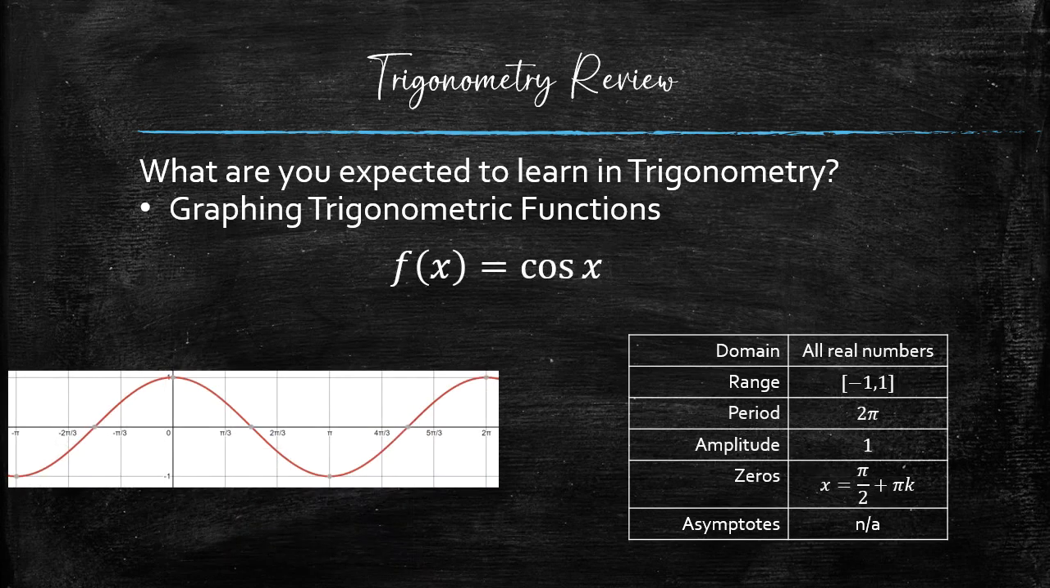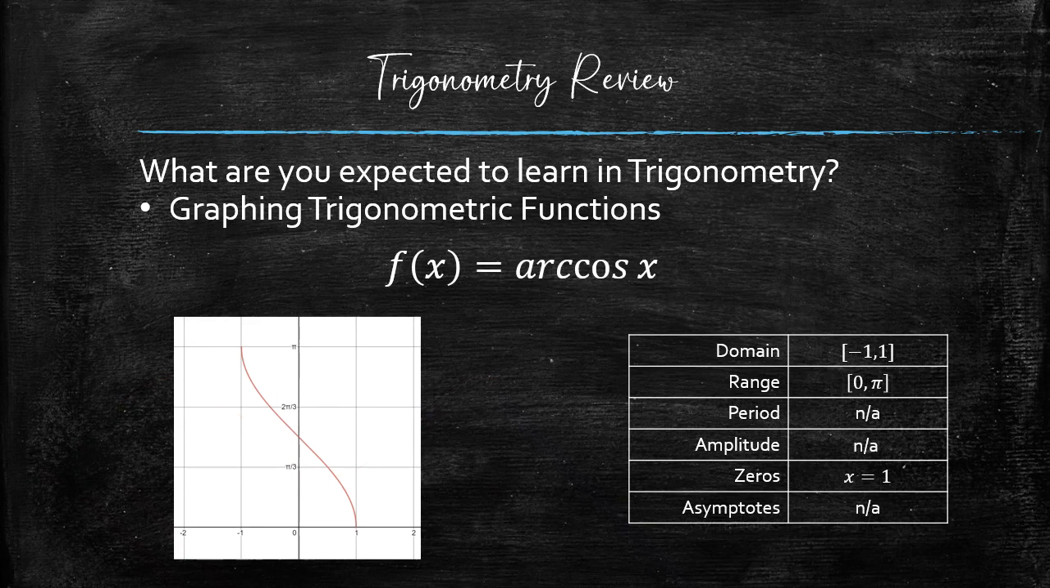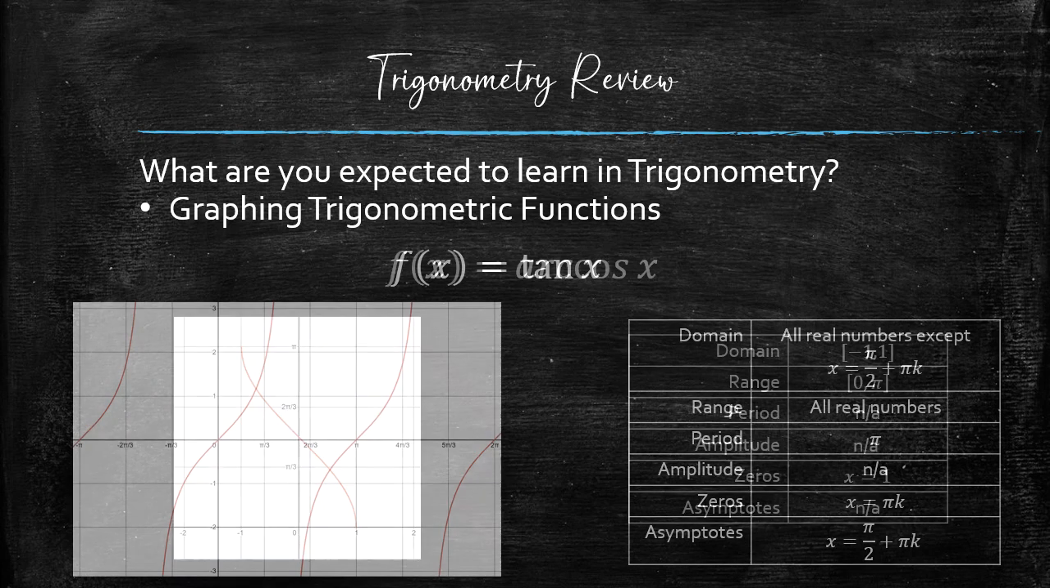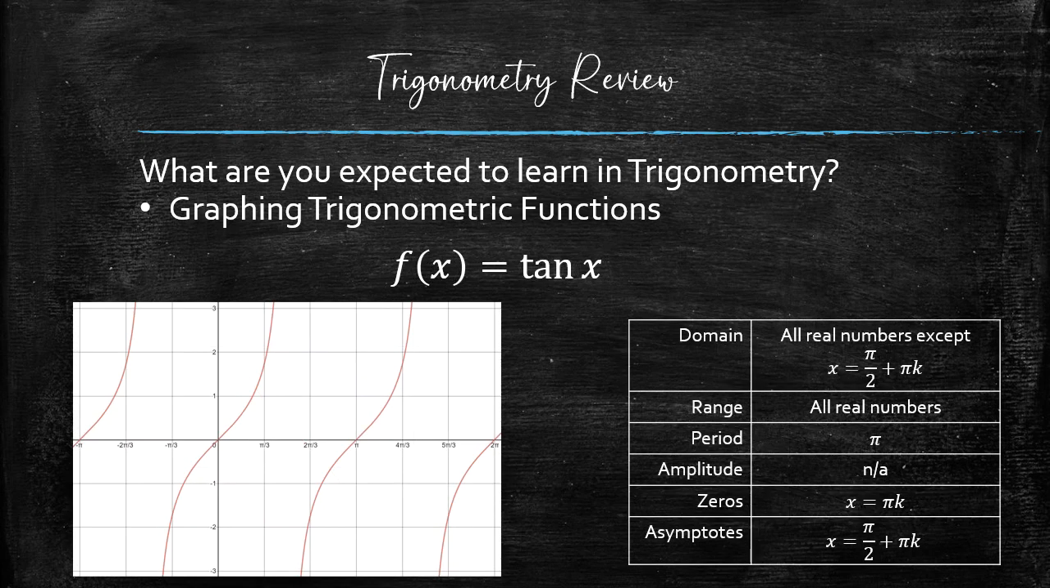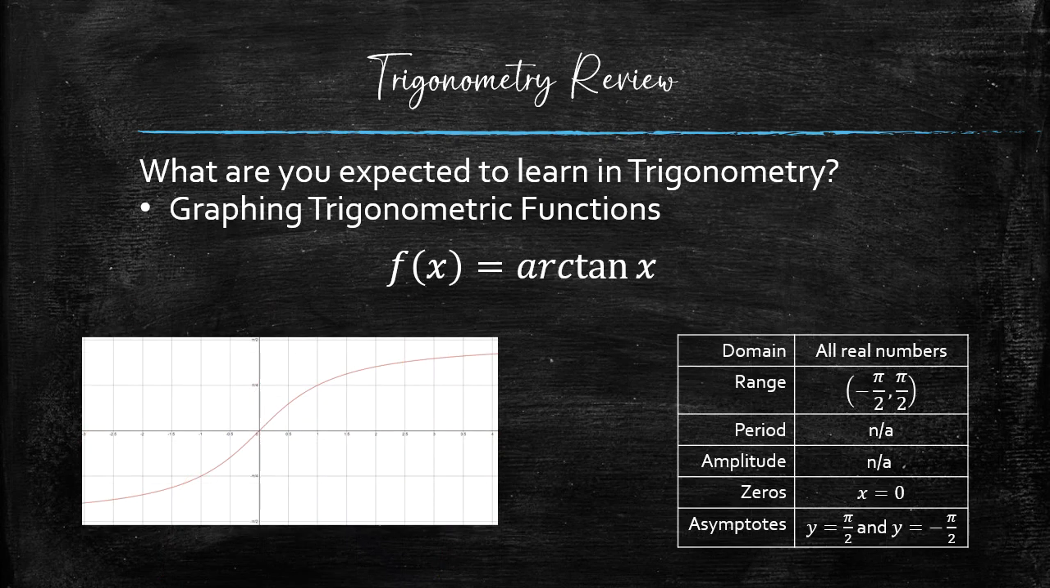Here is the graph and a list of basic properties of the cosine function. Here is the graph and a list of basic properties of the arccosine function. Here is the graph and a list of basic properties of the tangent function. Here is the graph and a list of basic properties of the arctangent function.